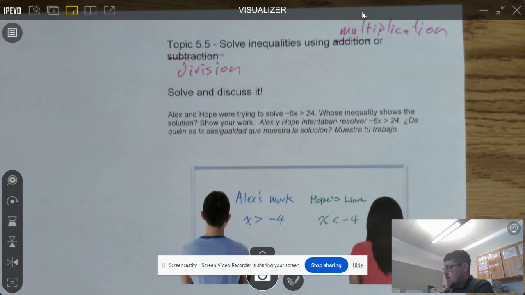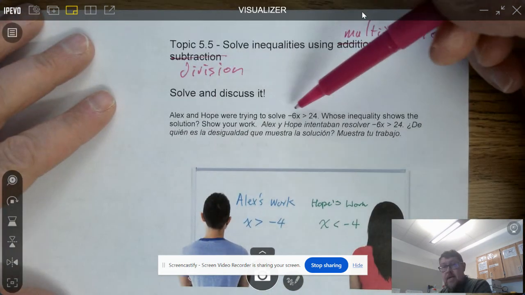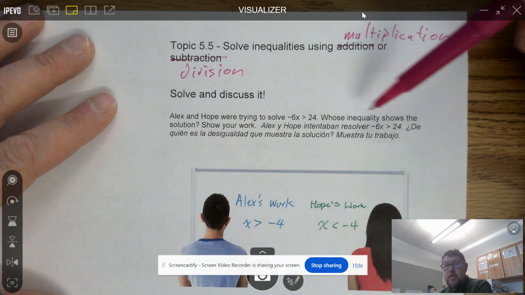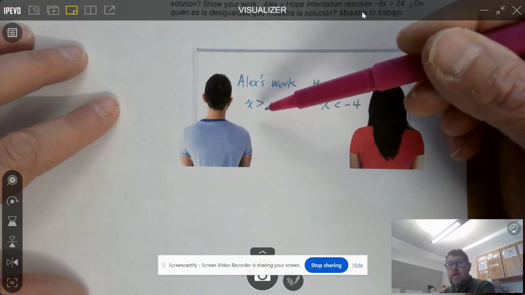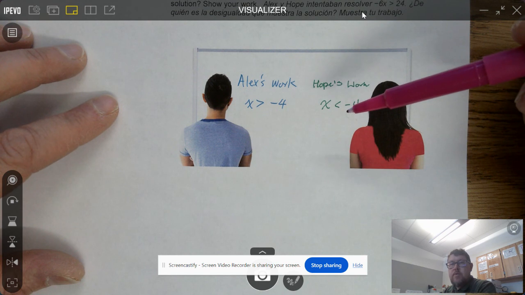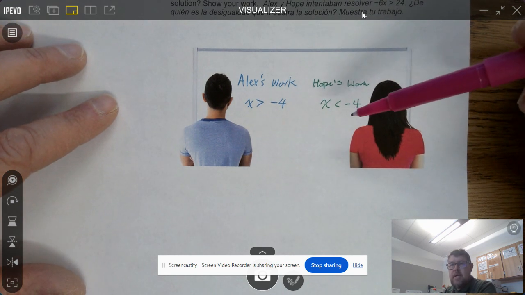Alex and Hope are trying to solve negative 6x is greater than 24. Whose inequality shows the solution? We have Alex's work showing that you have to choose a number that's greater than negative 4, and then Hope's work showing that you have to choose a number that's less than negative 4.